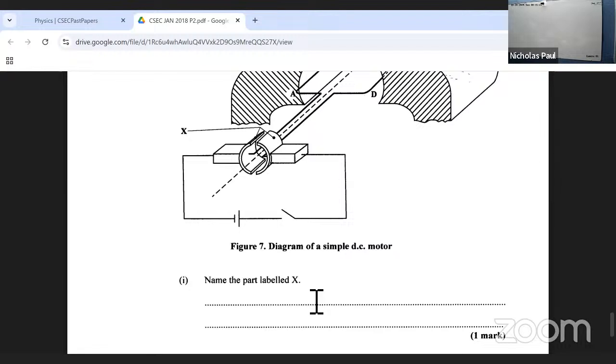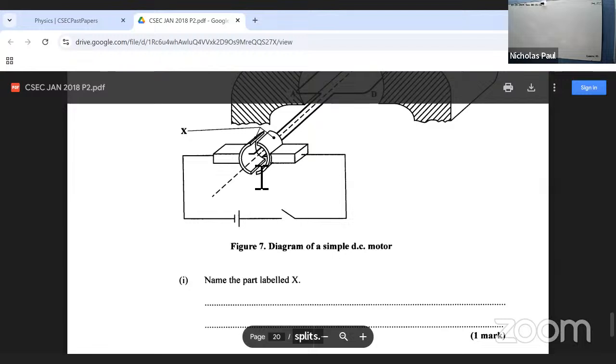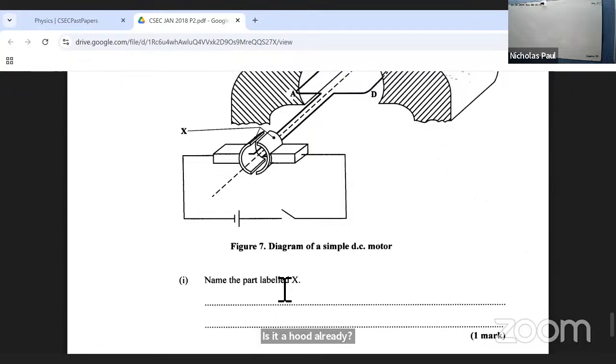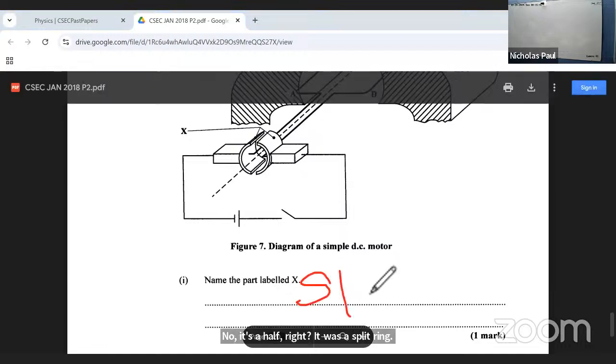It's the one for the motor. So it's the split. It's a motor. Look at it, the motor split. Look at it there, it's split. Is it a whole ring? No, it's a half, right? So it's a split ring. All right, so therefore, right?